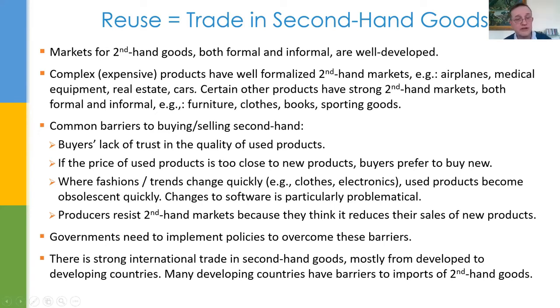Let's also remember that there is a strong international trade in secondhand goods, as there is in new goods. And this trade tends to be mostly in the opposite direction to new goods. It's mostly from developed to developing countries. And many developing countries have barriers of one form or another to the imports of secondhand goods. And I think that part of the circular economy dialogue is going to have to be, what do we do about that?